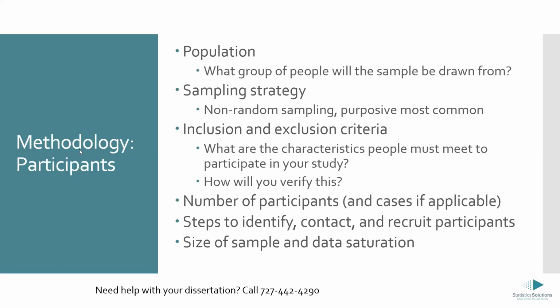You might also use snowball sampling, which is where you initially have a few people that you've identified as could be able to help you answer, and then you ask them to give you the names and contact information of other people who could be helpful to you. And so your sample size snowballs from there. But one way or another, you need to have inclusion and exclusion criteria. What are the characteristics that people must meet to be able to participate?